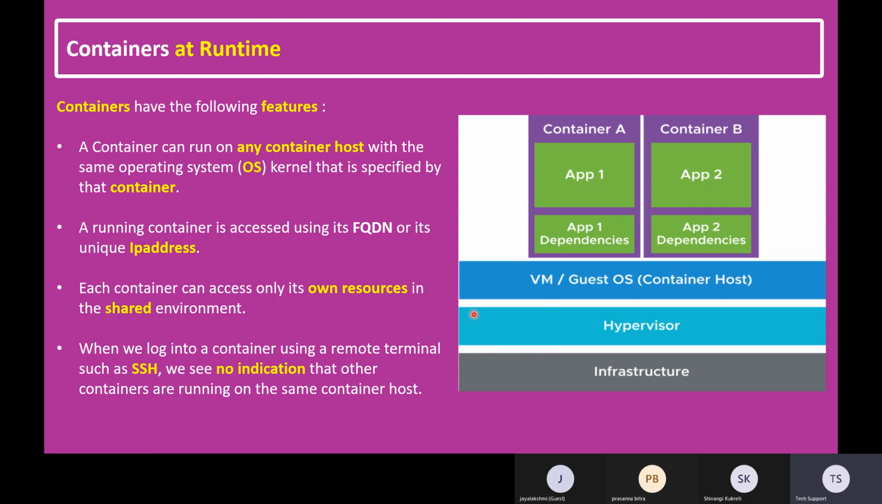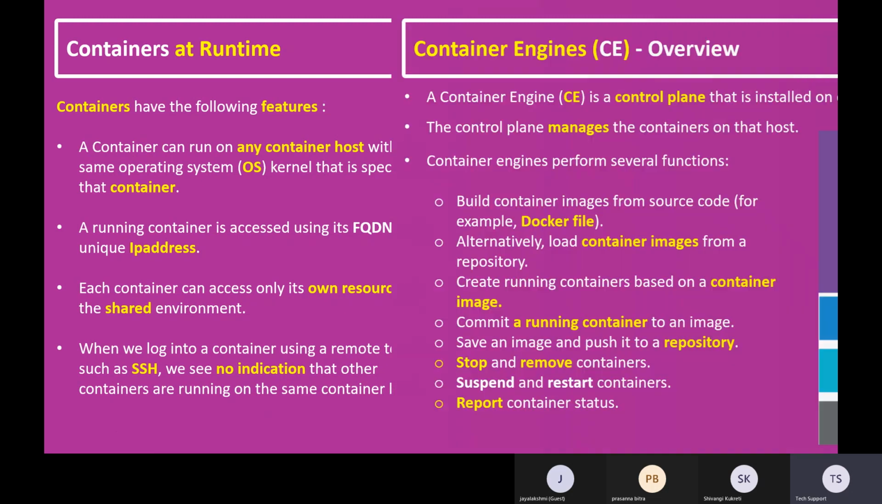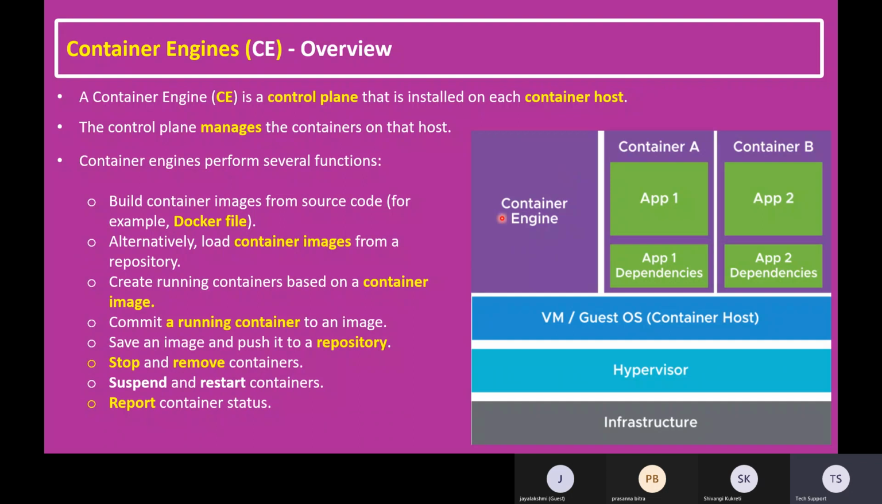And same way, we'll dive into one more key point, the container engine. I just highlighted the container engine here in the diagram on the right side. This container engine, as we mentioned, is like a control plane that is installed on each container host. When you configure a Docker host, this Docker host by default comes with a container engine. This container engine acts like a control plane of all the containers. The control plane manages the containers on the host. The container engine performs several functions.